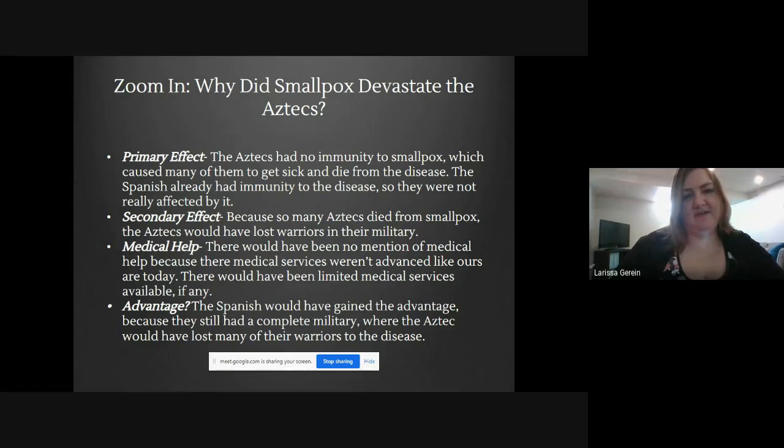A secondary effect, because so many Aztecs died from smallpox, this would have included warriors. So the Aztecs would have lost warriors in the military. Medical help, there would have been no mention of medical help because the medical services weren't advanced like ours are today. Would have been limited medical services available, if any at all. And also, they wouldn't have really known what to do. For the Aztecs, this was a disease that was unknown to them, so they wouldn't have known anything about it. They might not have even known really what was happening, other than that people were getting sick and passing away.